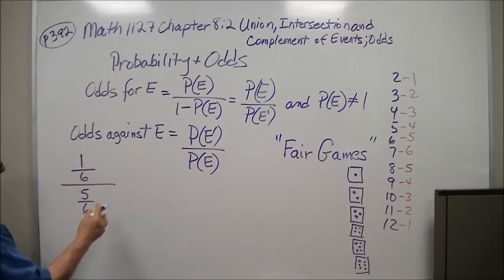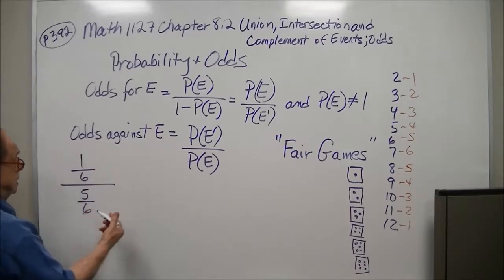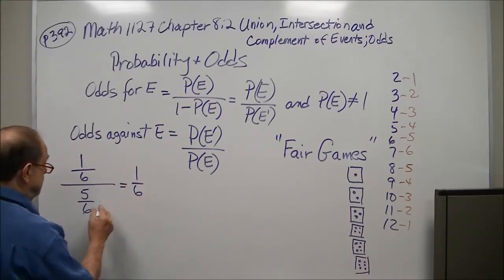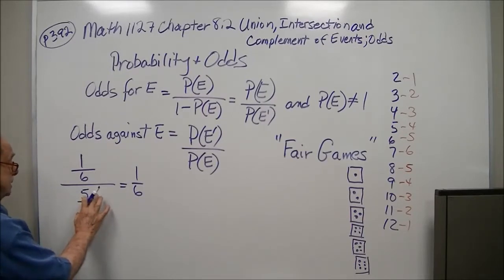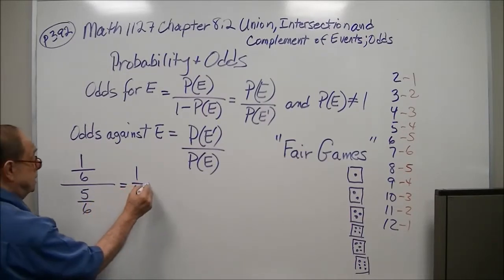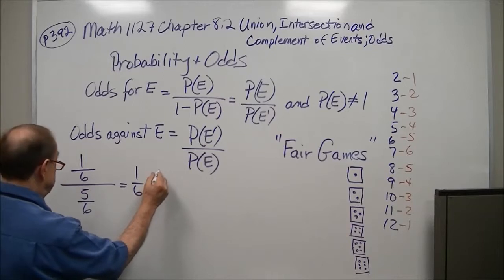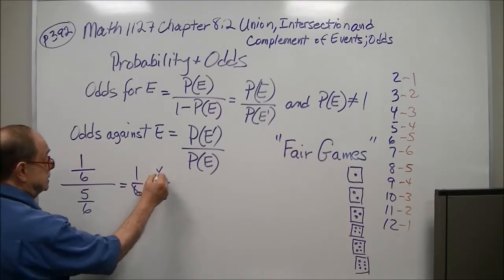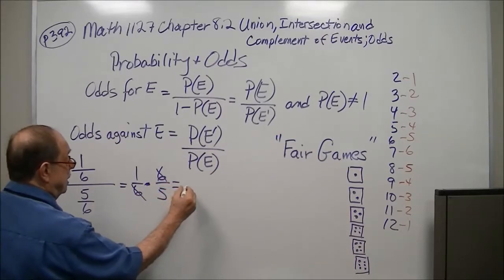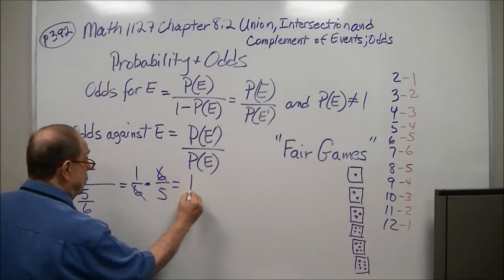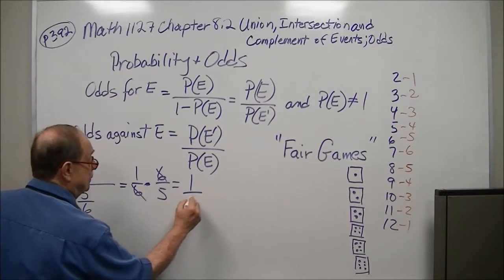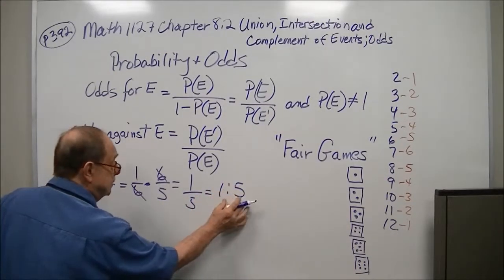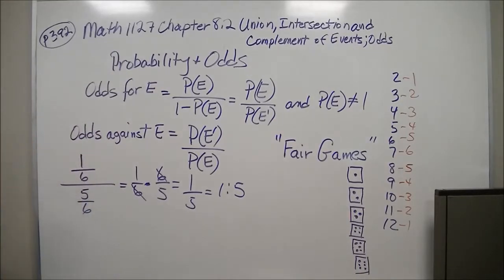So in figuring out odds, what we do is this actual calculation. We're going to go 1/6. Remember, we're changing this from a division to a multiplication, and that becomes 6/5. And then the 6 cancels out, and our odds then become 1/5, and it's usually read as 1 to 5. So that is our odds.